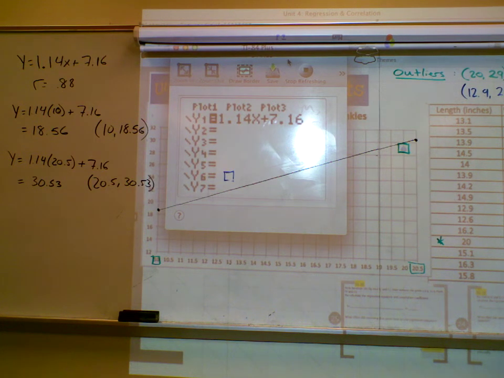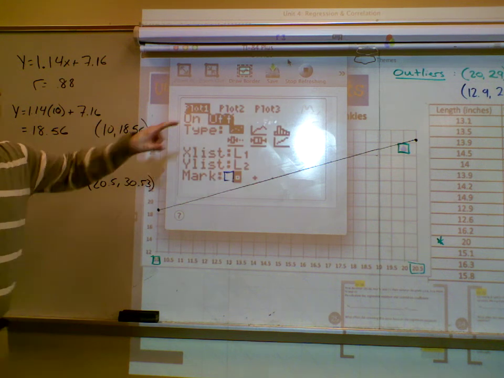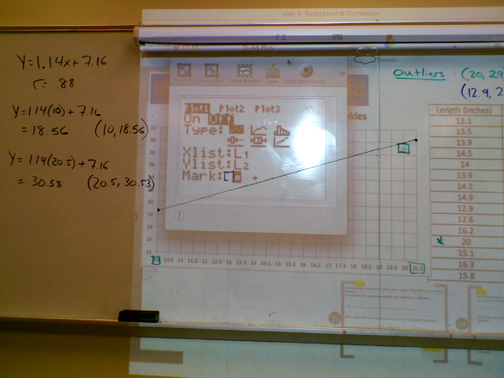Dave, you got a question? No? Okay. Get your calculator? Okay, good. So I have that equation typed in, right? Then I'm going to hit second Y equals, and you'll get a page called stat plots. List 1, list 2, they make what's called a stat plot, a statistics plot. So I'm going to hit enter on number one, and I'm going to turn my stat plot on. Right now it's off. I'm going to hit enter on, and now my stat plot is on.